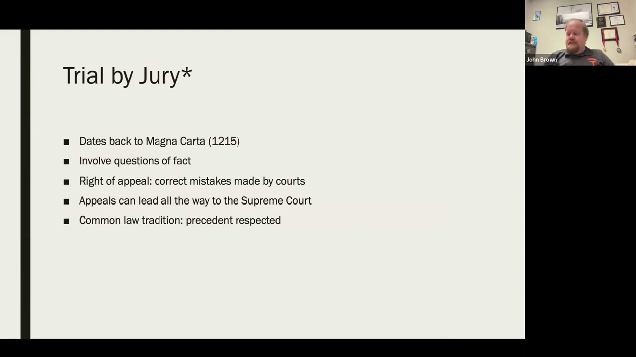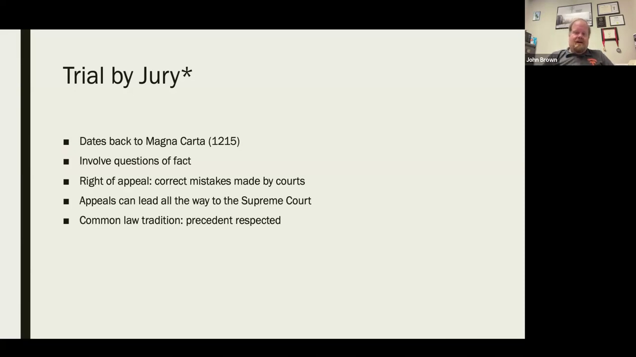Trial by jury replaced trial by ordeal. Trial by ordeal was doing things like tying someone to a boulder and throwing them in the river, and if they sink, they're innocent, and if they float, they're guilty. Or burning them at the stake. If they burn, they're innocent. If they don't, they're guilty. So things like that. So certainly trial by jury is a step forward.